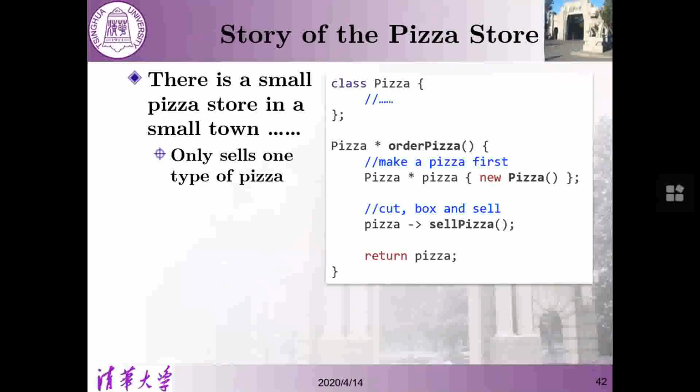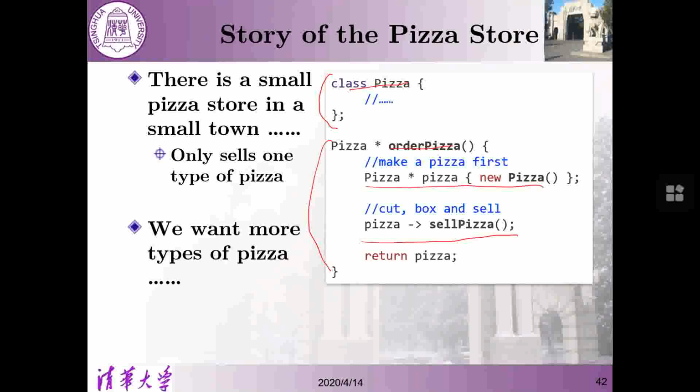For simple factory, there is an example, a story about a pizza store. There's a pizza store in a small town, and they only sell one type of pizza. This is easy to implement. We have one type of pizza, class Pizza, and then we have the orderPizza function in the pizza store. So we can order this pizza and then sell this pizza. This is the initial design of this pizza store.